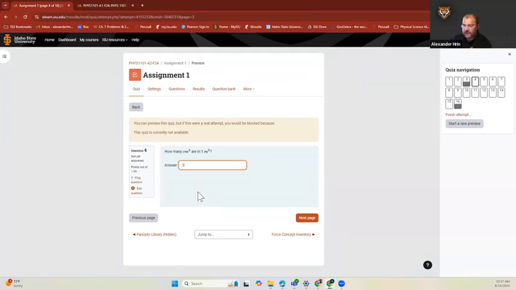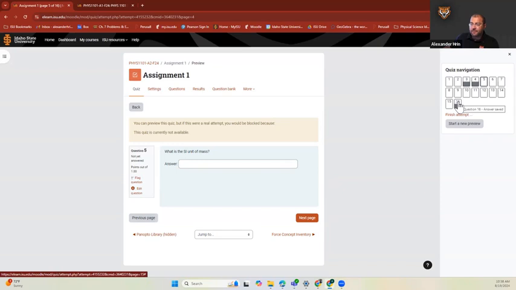It turns out that there are 1 million centimeters cubed in a meter cubed. And then you go to the next page. It's going to wait until I submit to answer these things, but that's basically how you would do it.